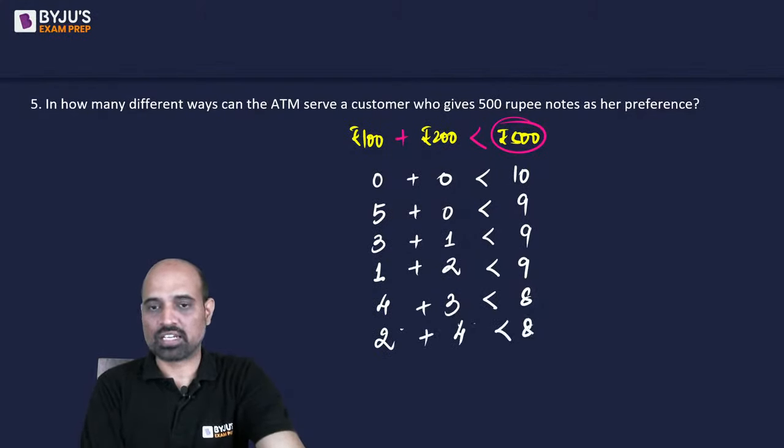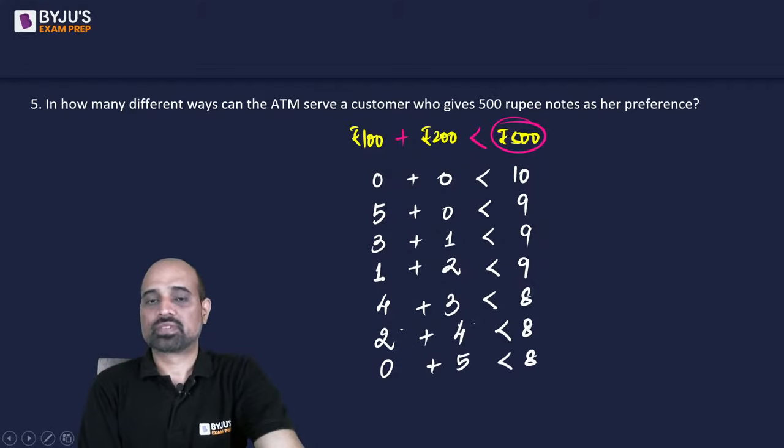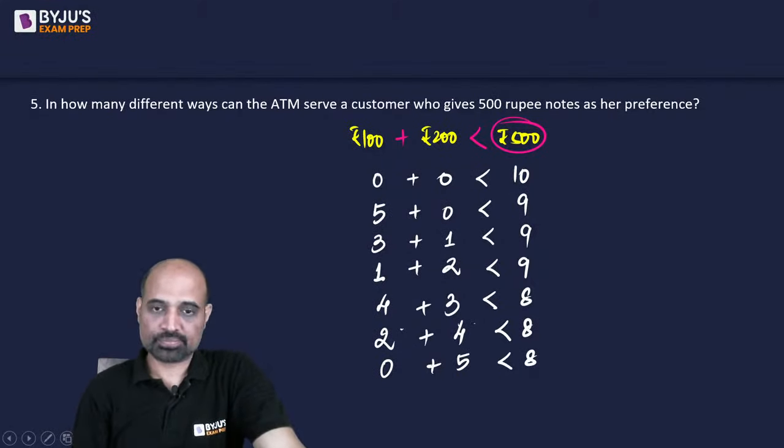So this is another case. It will further decrease by 2 and this will increase by 1. This is another case. So with 8, we can't have more because 100 is exhausted right now.